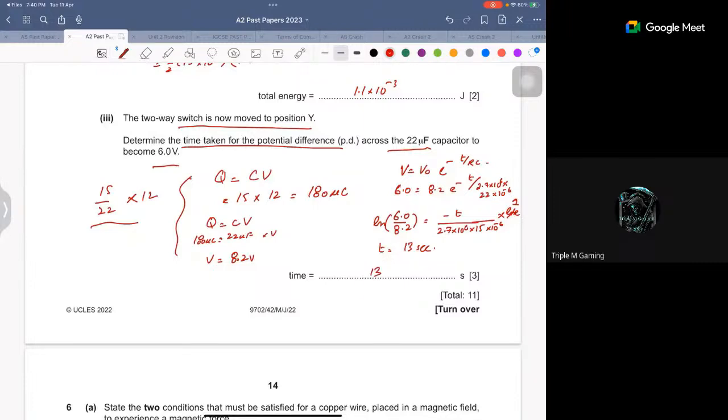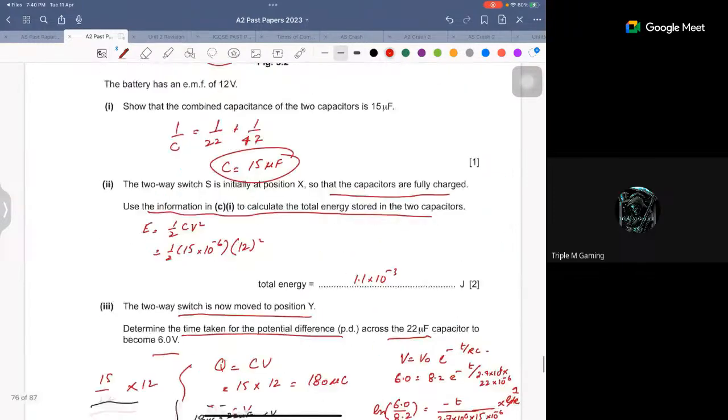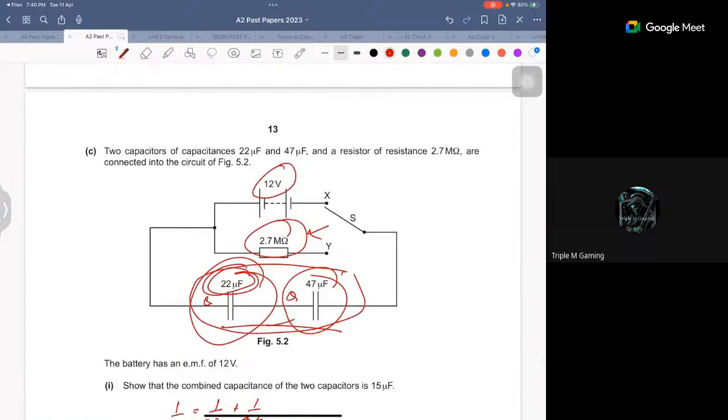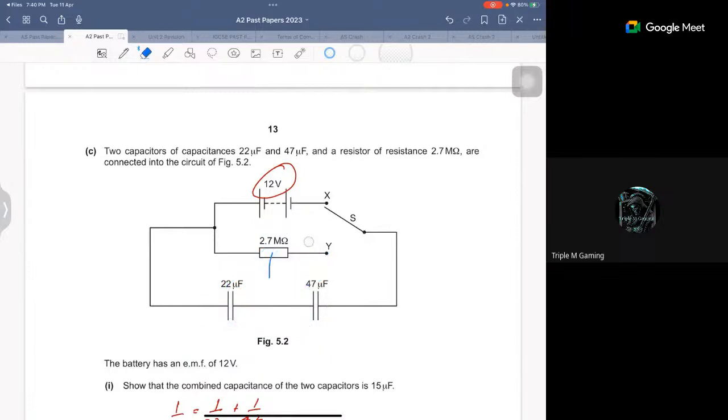Because the question says the potential difference across the 22 becomes 6, we have to take the overall capacitance. The reason we're doing this is that energy from this capacitor and that capacitor moves through this, and they're sharing this resistance. If the resistance was only for this one, then we would have taken that. So we have to take the total capacitance here, for the total resistance here. You get it? That's why. You get it now?